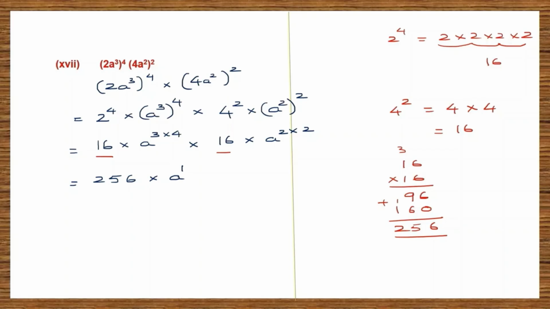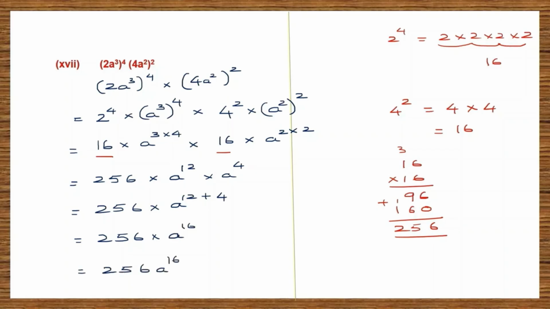So let's write down 12 there. 2 2s are 4. So here what do we have? 256 into, since it is multiplication, we can add the powers: a to the power of 12 plus 4. So this is 256 into a to the power of 12 plus 4, which is 16. So the final answer is 256 a to the power of 16.